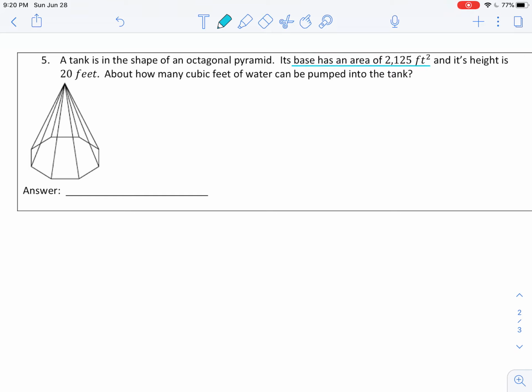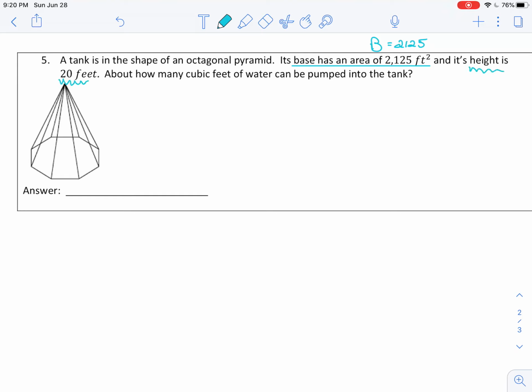As soon as I see the base has an area, I know capital B. So we are not going to replace that with length times width, because length times width is not how you'd find the area of an octagon. So we won't be doing length times width. We're just going to put in that number for B. And then we do know the height.